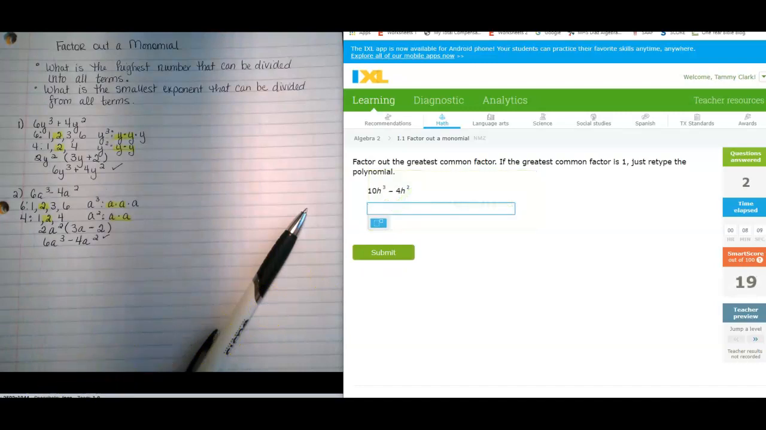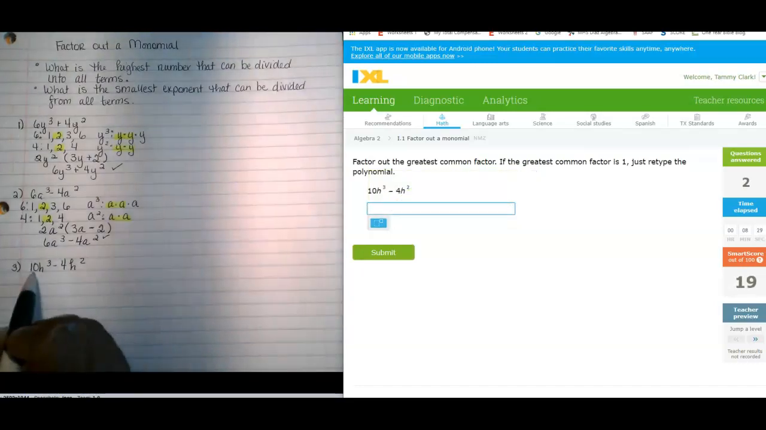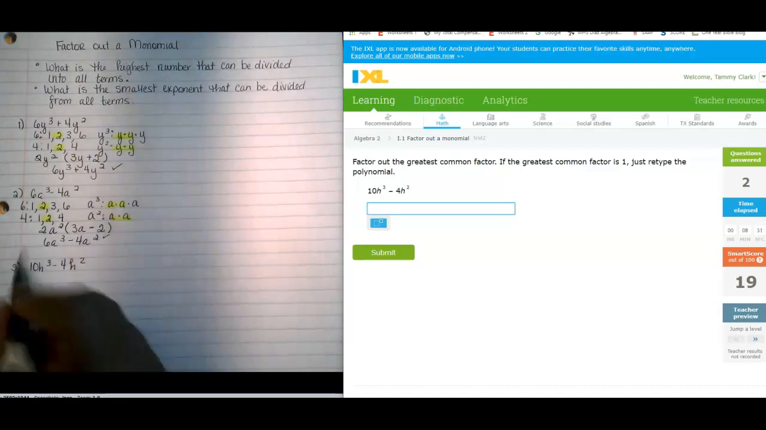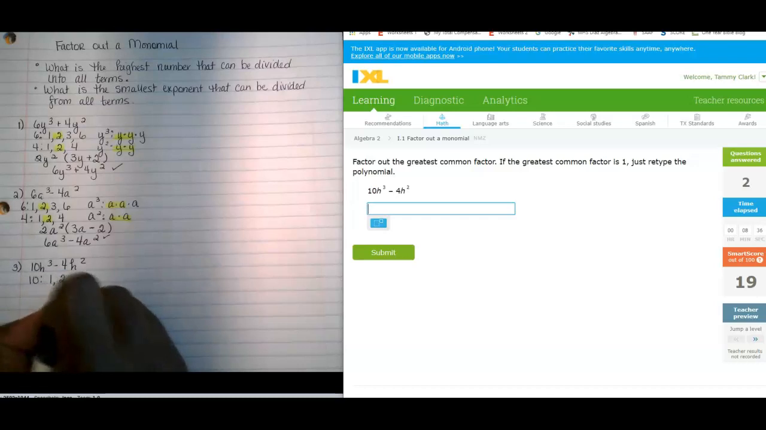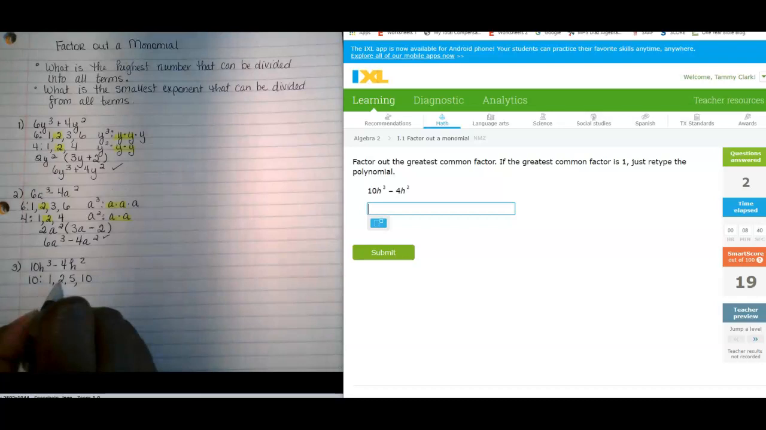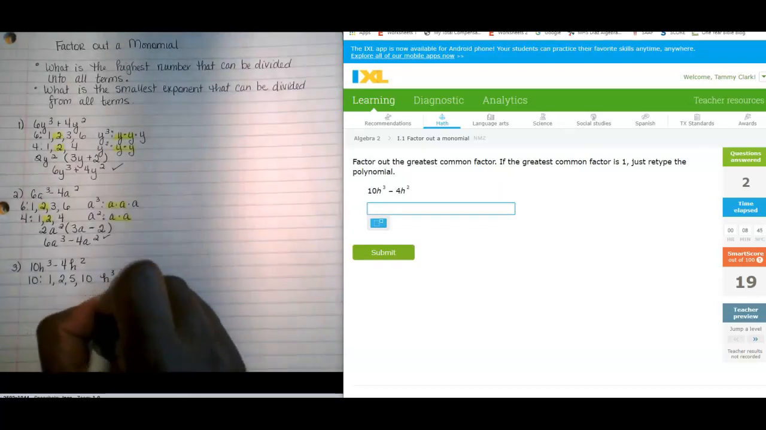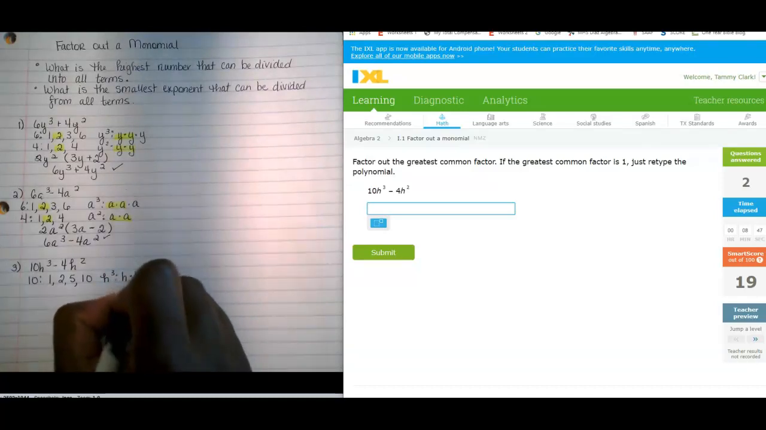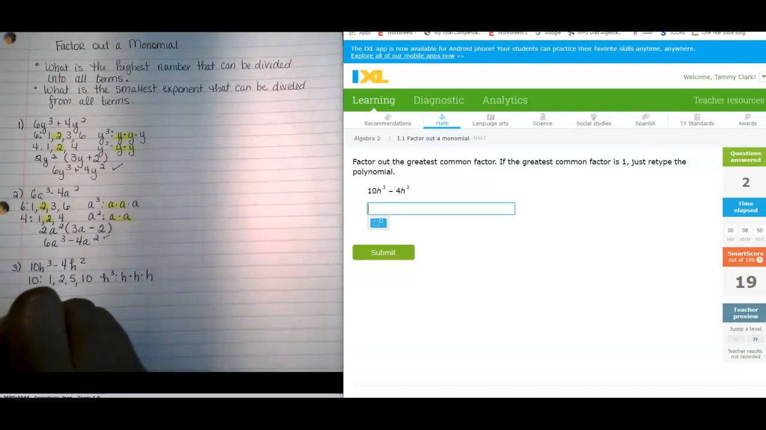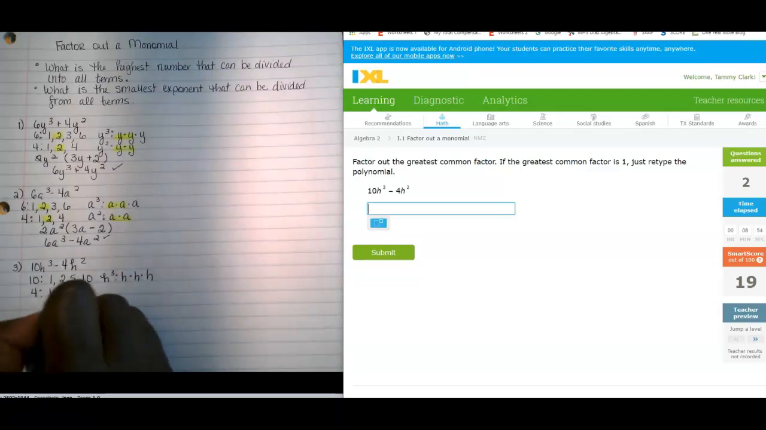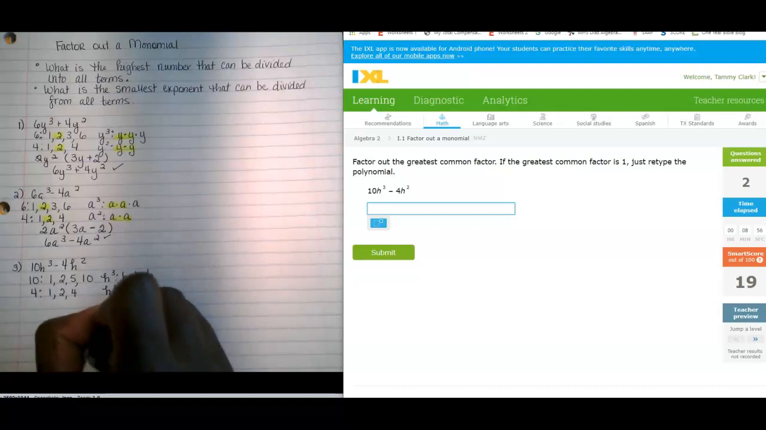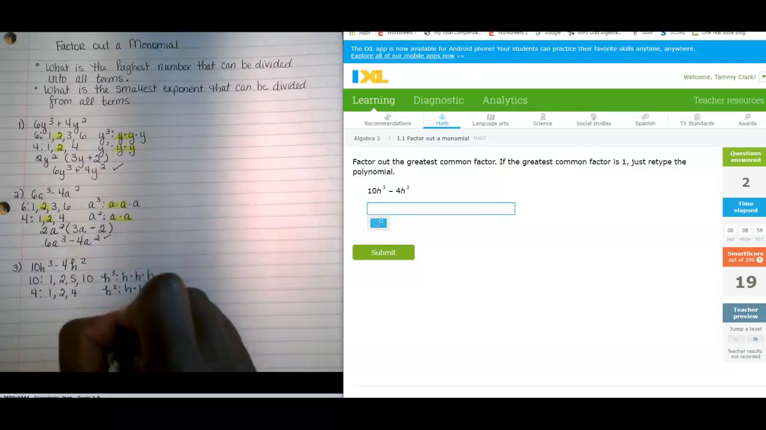Here's our next question. All right, this time we've got 10h cubed minus 4h squared. So the factors of 10 are 1, 2, 5, and 10, because 1 times 10 is 10, 2 times 5 is 10. And then we have h cubed, which is h multiplied by h multiplied by h. And then we have 4, which is, the factors are 1, 2, and 4. And we have h squared, which is h times h.